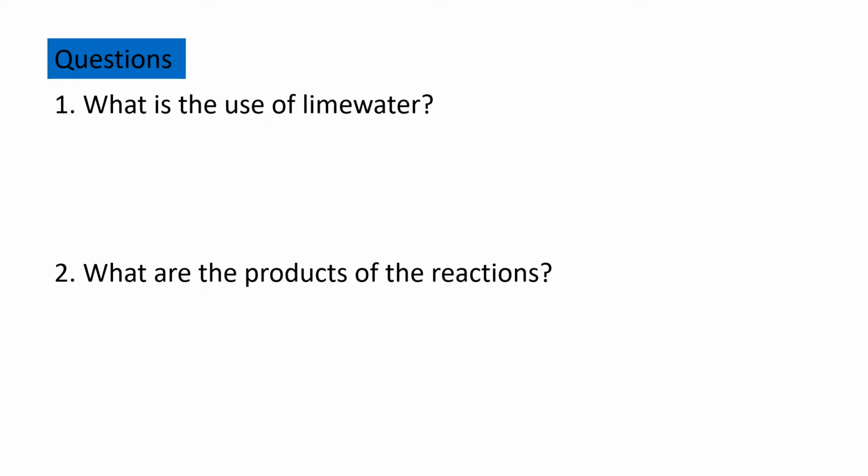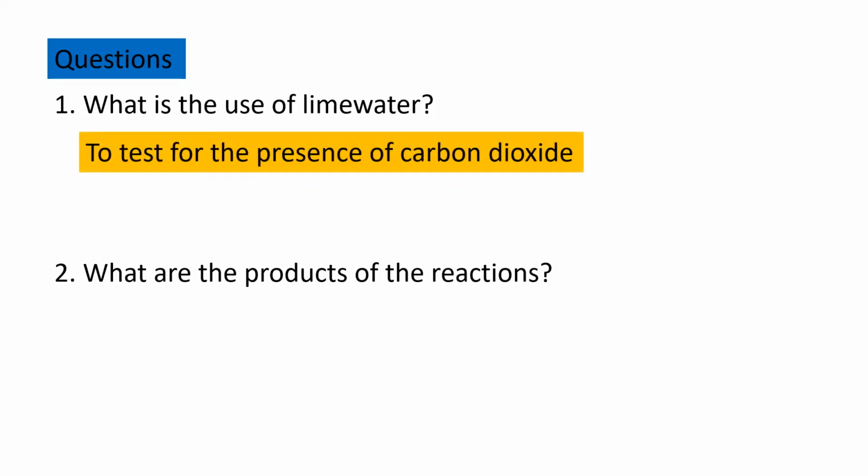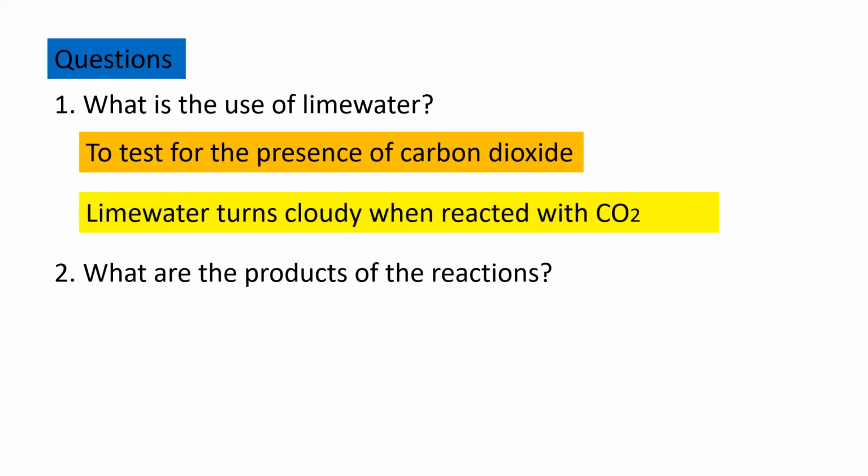Lime water is used to test for the presence of carbon dioxide. Lime water is basically calcium hydroxide. So if you put in carbon dioxide, the reaction will occur and produce calcium carbonate and water. You will see a white precipitate within the lime water itself. That's the indicator that carbon dioxide is present. It turns cloudy, which means there are precipitates within the lime water when reacted with CO2.